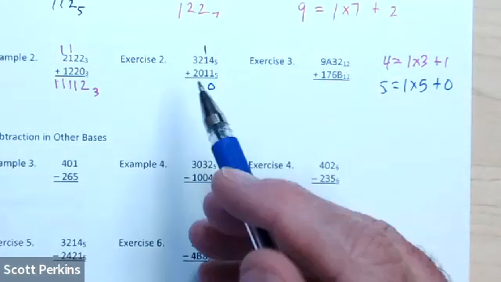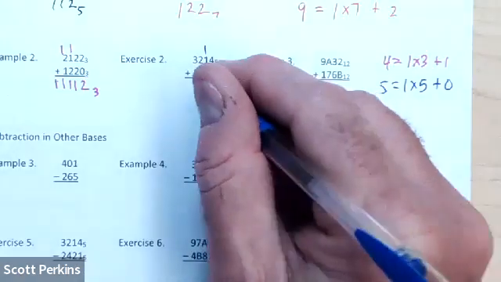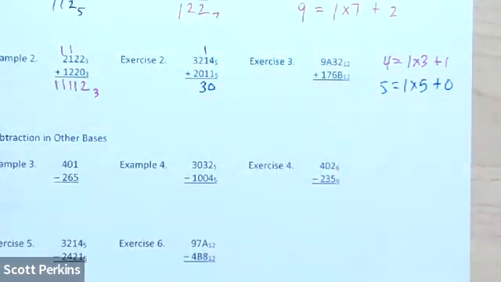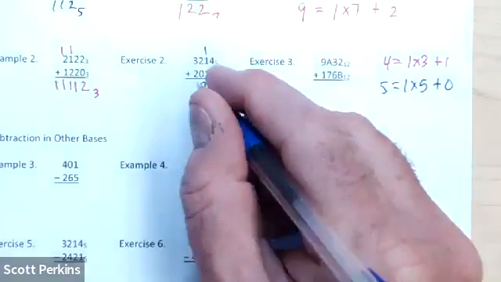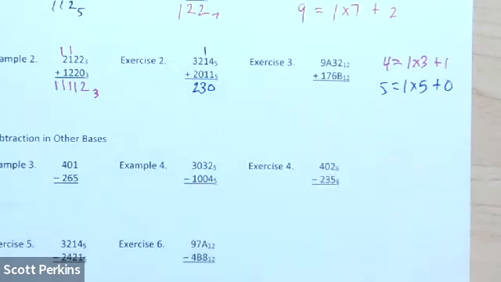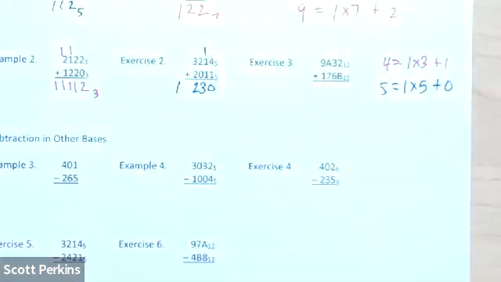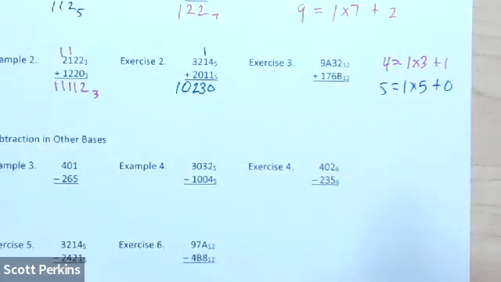The next column, 1 plus 1 plus 1 is 3. That's not enough for a full group of 5. So I'm just going to write a 3 right there. The next one, 2 plus 0 is 2. Again, not enough for a full group of 5. So 2. And then the final column, the one that's on the left, is 3 plus 2. Again, that's 5, which we saw. 5 is one full group of 5 and 0 left over. So I have 1, 0, 2, 3, 0, base 5. Right, a little base 5 there.